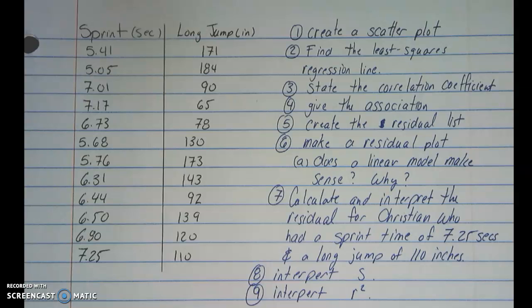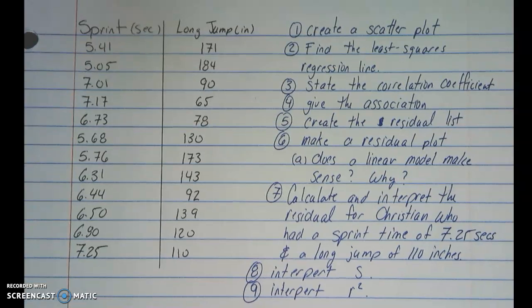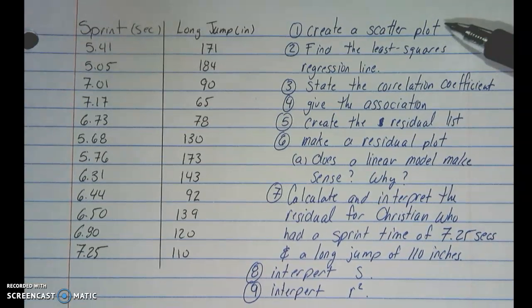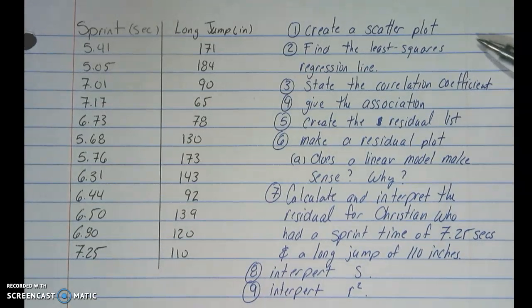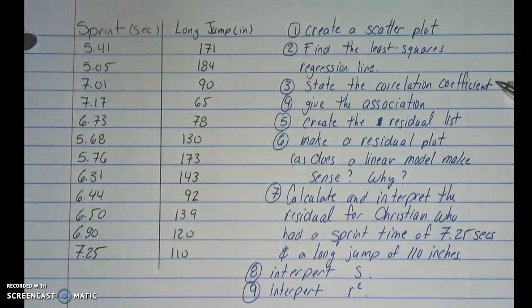Okay, so this is going back to the first one. The first things we did were sprint and long jump and the scatter plot. So the first thing I want you to do, number one, you're going to make a scatter plot. Even though we've done it, you're going to do it again because you're going to need the data. You're going to find the least squares regression line.